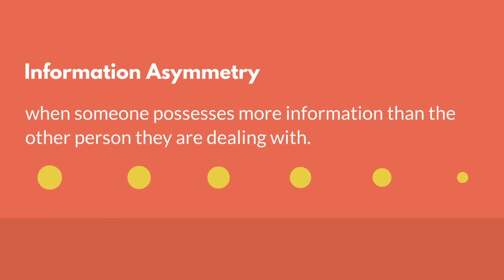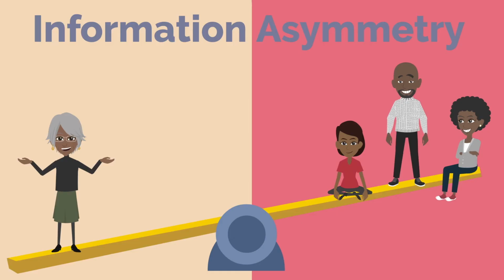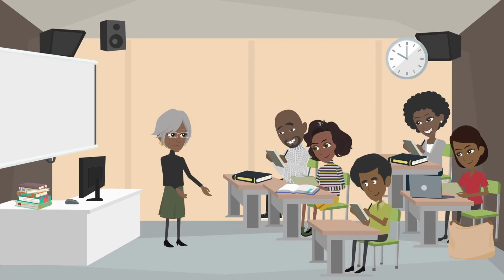This gets to the idea of information asymmetry, which is when someone possesses more information than the person they are dealing with. Educators have huge advantages over students because they know the material that students are attempting to learn. This imbalance creates an asymmetric relationship.